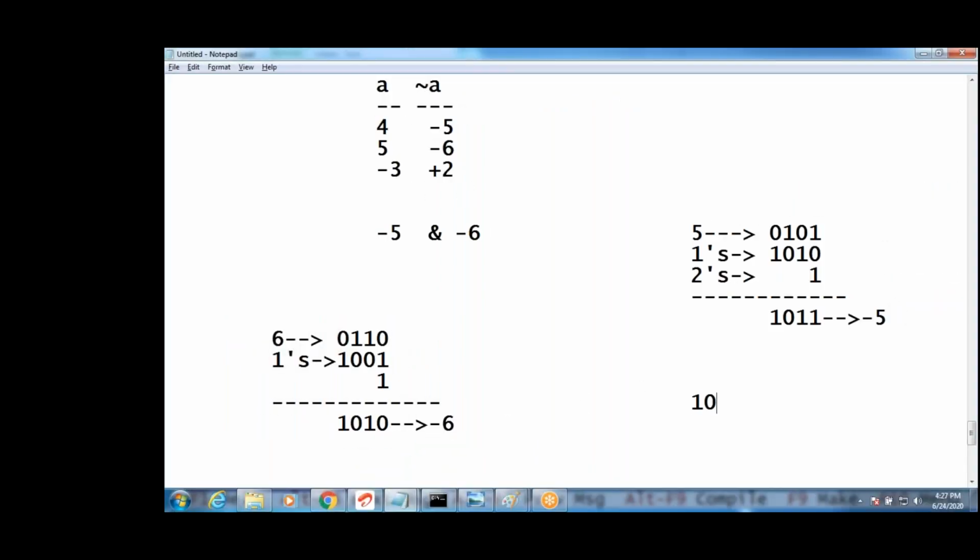Under operation, how to do, guys? How to do under operation? 1 0 1 1. This is minus 5. 1 0 1 1. This is 1 0 1 1. This value is how much, guys? See this. If I do this, what is the AND operation? 1 1 is 1, 0 0 is 0. 1 1 is 1. Sorry, 1 0 1 0. This is 1 0 1 0.